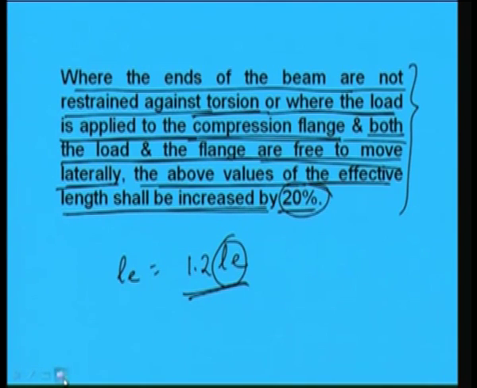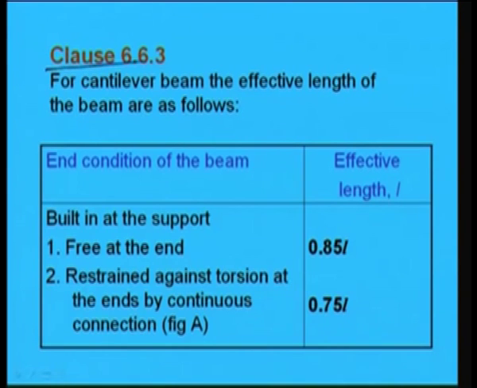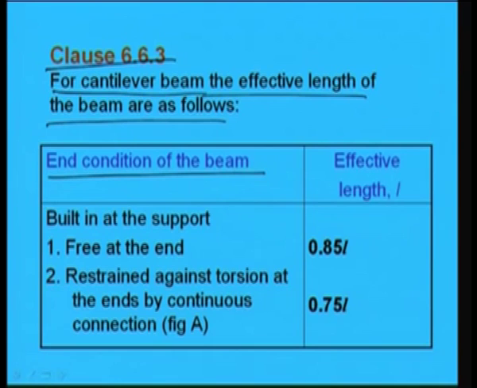So, that has to be taken care while calculating the effective length. Now, in clause 6.6.3, it is told that for cantilever beam, the effective length of the beam is as follows. If we consider the cantilever beam, then the effective length will be as given in the table. For different end conditions of the beam, the effective length has been considered. Say, in case of built in at the support with free at the end, it will become 0.85 L.